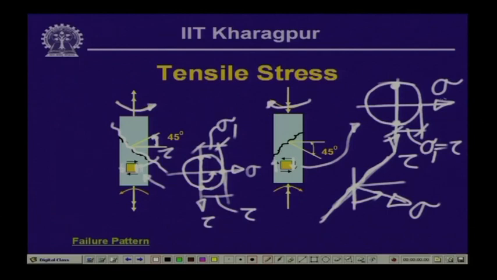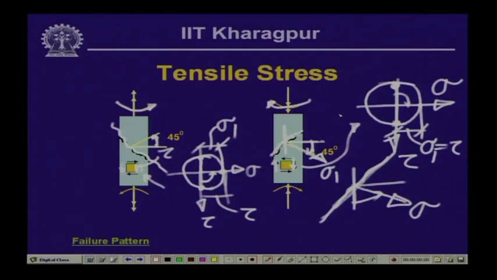Now, this point will act in a clockwise direction with reference to the reference plane. So, this is the reference plane, normal to this is this particular line, and if we go 45 degree in the clockwise direction, then this is the direction of the normal stress sigma 1, and perpendicular to this is the failure line along which the failure occurs.